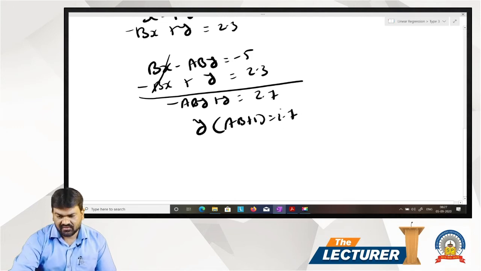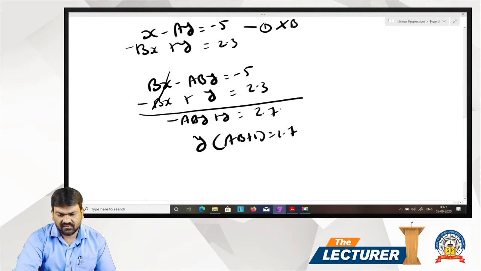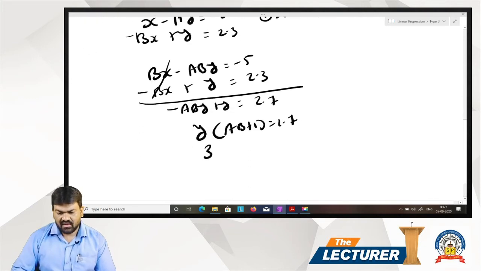Y bar is given. Y bar is equal to 3. So y is equal to 3.